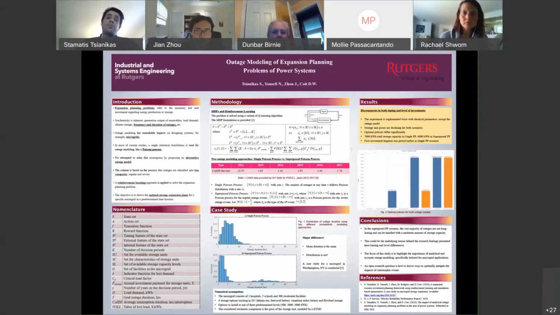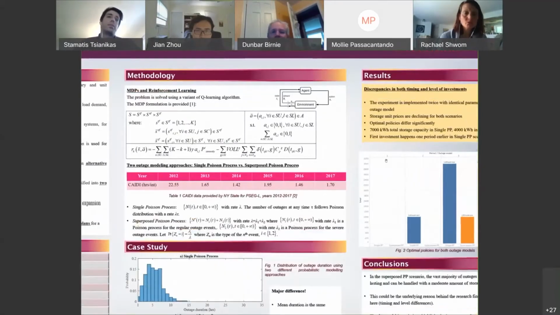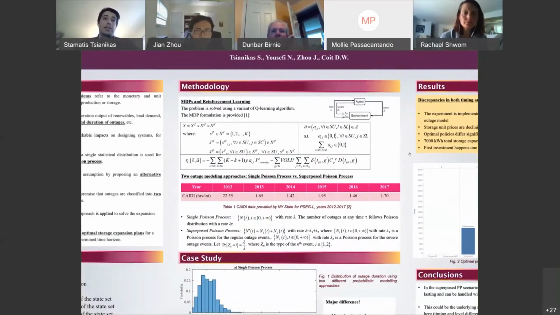And finally, the thing that we would like at this point to focus on is the difference between the two outage models, the single Poisson process and the superposed Poisson process. So first of all, let me give you an introduction to MDPs and reinforcement learning in the methodology section. In order to formulate our problem as an MDP, what is basically an MDP? It's a stochastic process that resembles a Markov chain, but here we have actions and rewards.